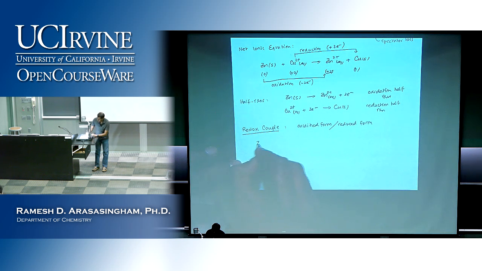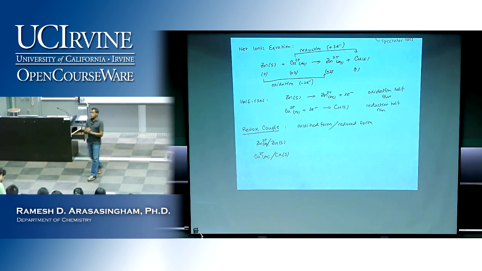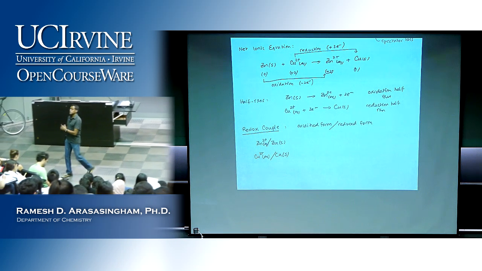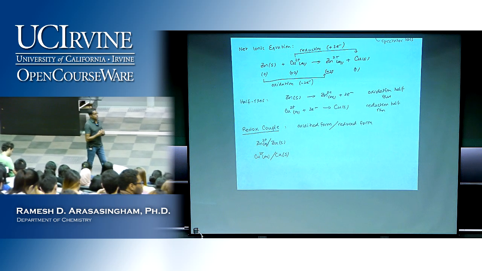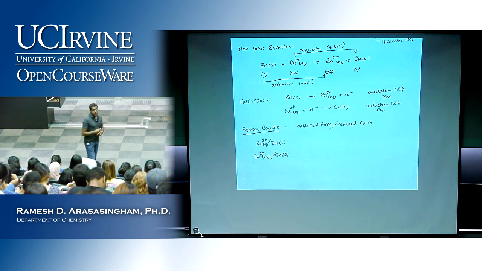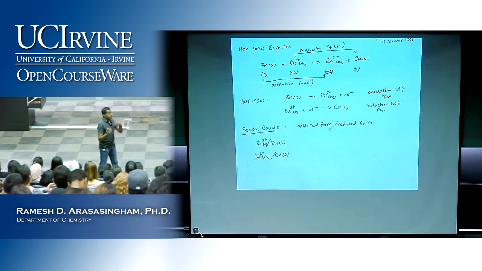We always write the oxidized form first, so that'll be zinc 2 plus, which has oxidation number of 2, and then zinc solid. The physical state would be aqueous. And then on the other side, we have copper 2 plus aqueous and copper solid. So in this instance, you would always write the redox couple, and you can see if you have an oxidation reduction reaction, you will always have 2 pairs of the redox couples. And the redox couples here are always written in the form of the oxidized form, a diagonal line, and then the reduced form.